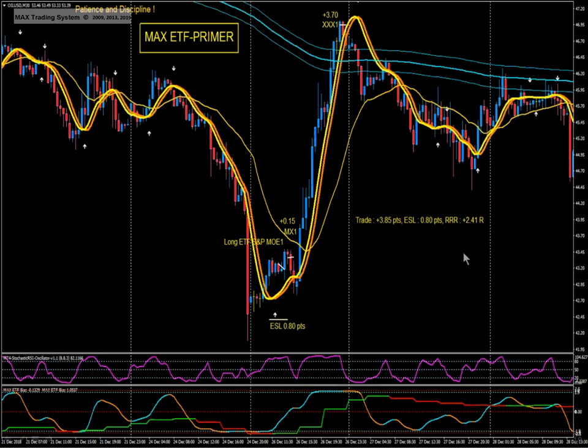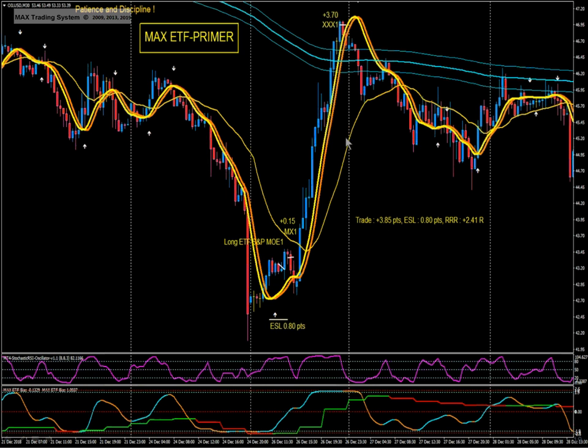We never fix a target profit. We never fix a reward to risk ratio. We take what the market can give us. This is why sometimes we'll have a small reward to risk ratio, sometimes an average one, and sometimes a big reward to risk ratio.